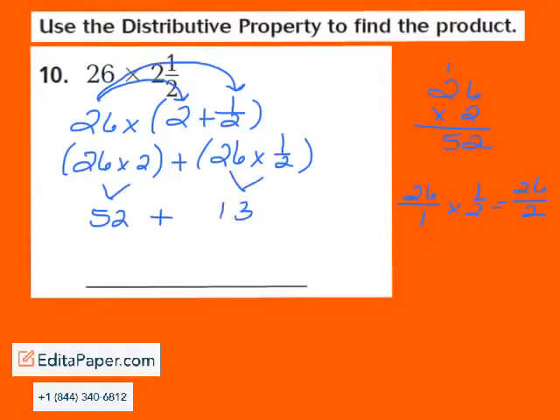Now our last step is this. We now have to add those two products together. So we're going to add 52 plus 13. And when we add 52 plus 13, that's going to take us to an answer of 65. And we have now found our product using the distributive property. We distributed the 26 to both the 2 and also the 1/2 in order to find our product of 65.